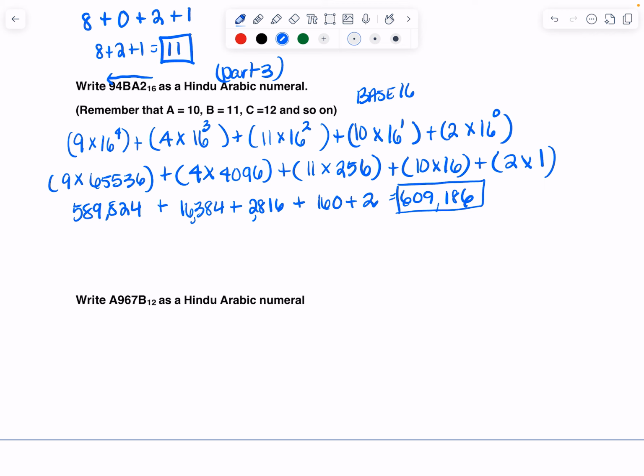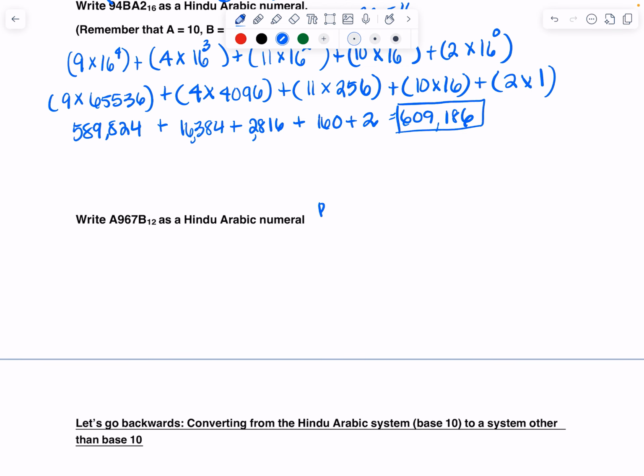Okay, let's go ahead and check the next one. Write A9677B12 as a Hindu-Arabic numeral. The base is 12, which is dozenal, if you remember that from the last videos. A is 10, B is 11. So that's just a reminder.